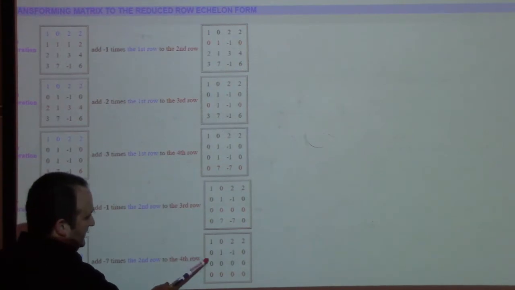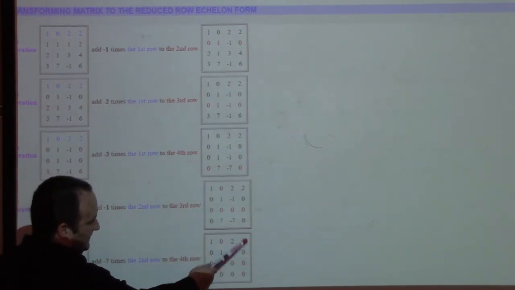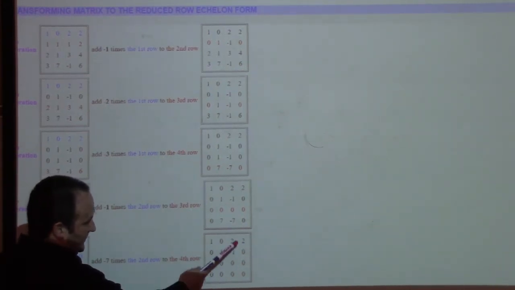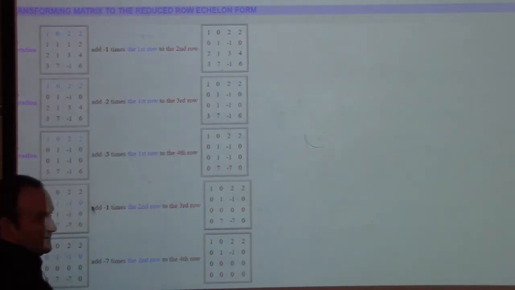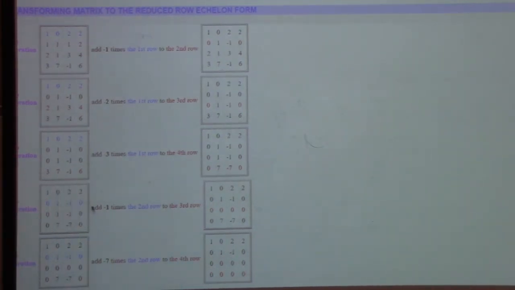But as you can see, check that out. What do you know? It's what I just said, right? The fourth column is 2, 0, 0, 0. The third column is 2, minus 1, 0, 0. How on earth did I know that was going to happen?